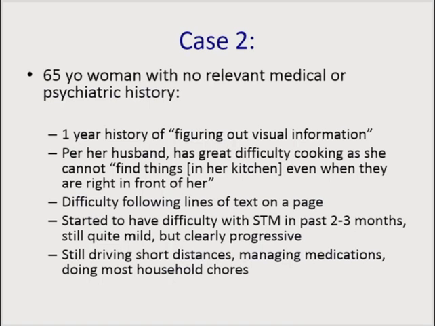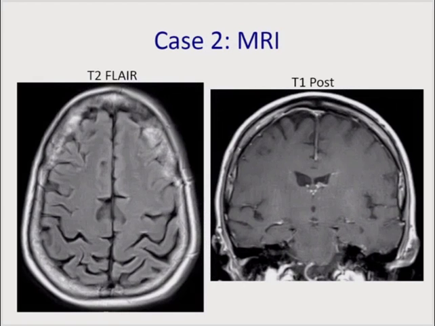So now she actually just listened to audiobooks. She started to have difficulty with short-term memory 2 or 3 months prior to seeing me. It was quite mild, but the family felt already in that period it was progressive. She was still driving, which we talked about, managing medications and doing most household chores.